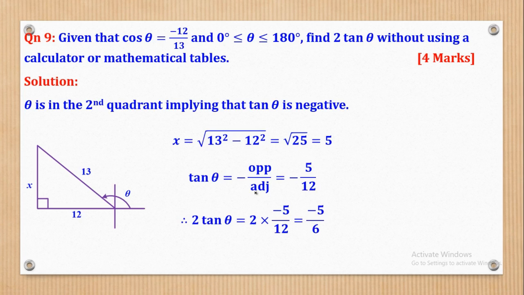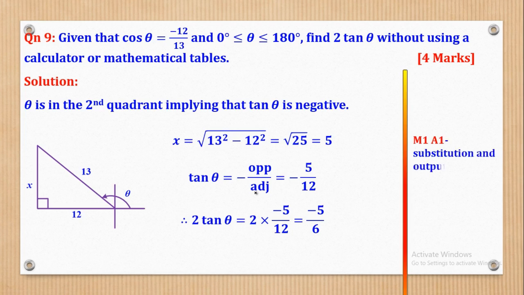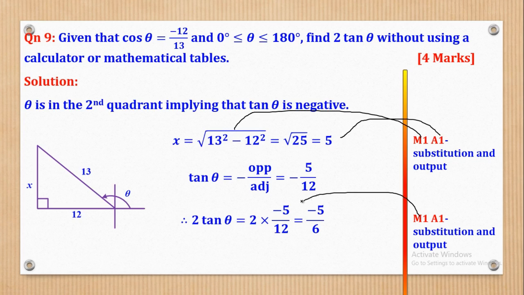Now let's see how marks can be awarded. M1 for substituting in Pythagoras theorem and A1 for output. M1 for substituting here and A1 for output. Always this negative has to be seen.